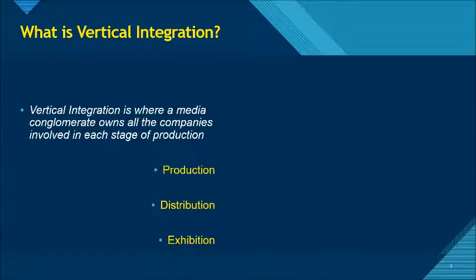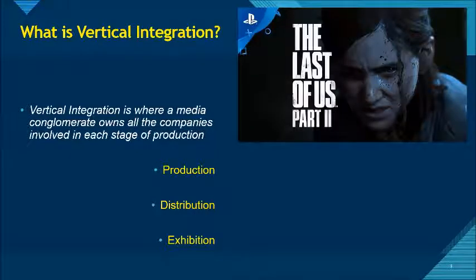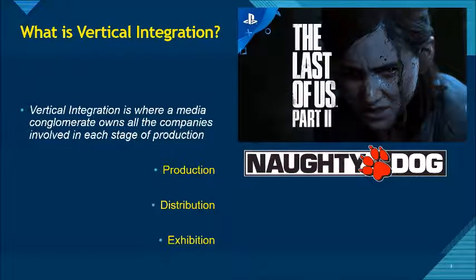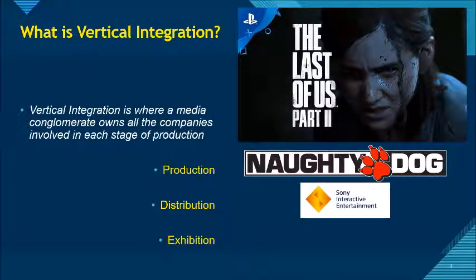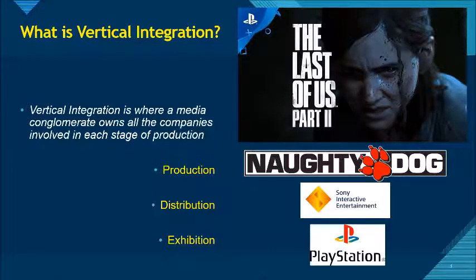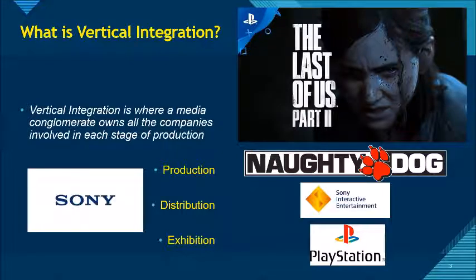So if we take an example, say Last of Us Part 2, which is a video game. This is a video game that was produced, created, made, designed by a company called Naughty Dog. And Naughty Dog are owned by Sony. Once the game was made, it was distributed, advertised, marketed by Sony Interactive Entertainment, which again is a company that is owned by Sony, and the game was played on PlayStation, which is owned by Sony. So at each stage of production of The Last of Us Part 2, Sony owned all the companies that were involved in that production, and that is what vertical integration is.